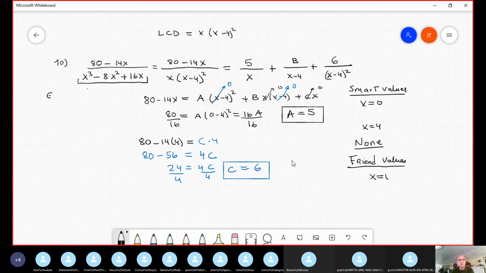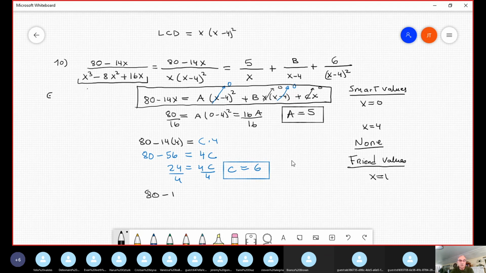And replace in this expression. This is the most important expression for us. X equal 1. This is 80 minus 14, no? Because 1 times 14 is okay. It's equal. Pero I know que A is 5. I take advantage of this idea. 5 here. 5 times 1 minus 4 squared plus B. I have no idea what about B. B times 1 minus 4. And C, I am clear que 6 times 1. It's just 6.